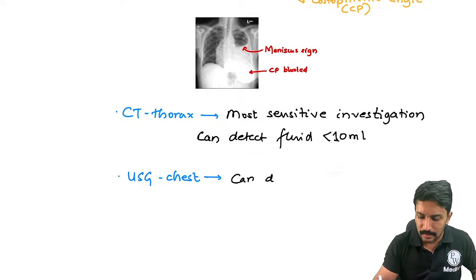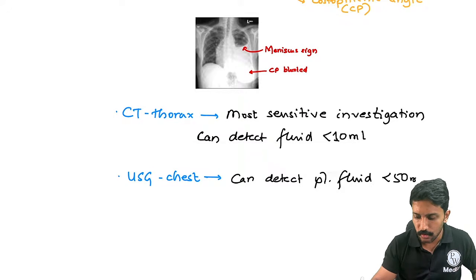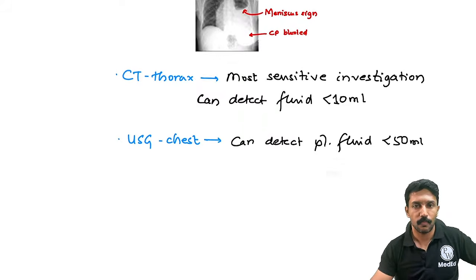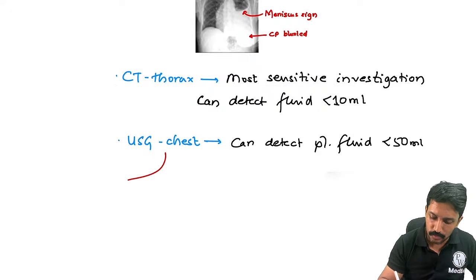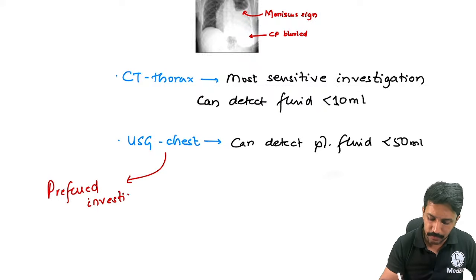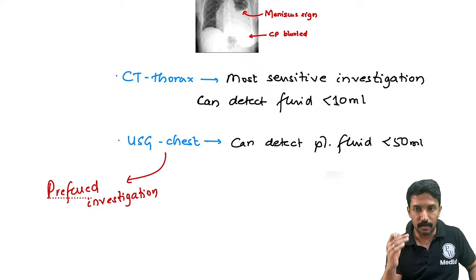So it can detect pleural fluid less than 50 ml as well. It has got a good detection limit, does not involve radiation, and it's not very expensive either. That's why right now this is the preferred investigation. If I'm expecting a pleural effusion in a patient, I would like to do the ultrasound rather than chest X-ray or CT scan.